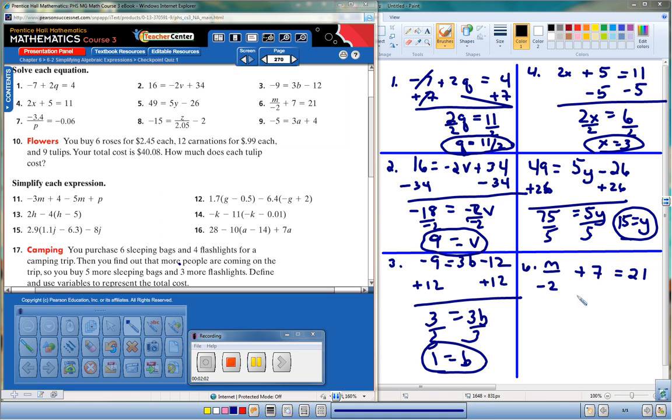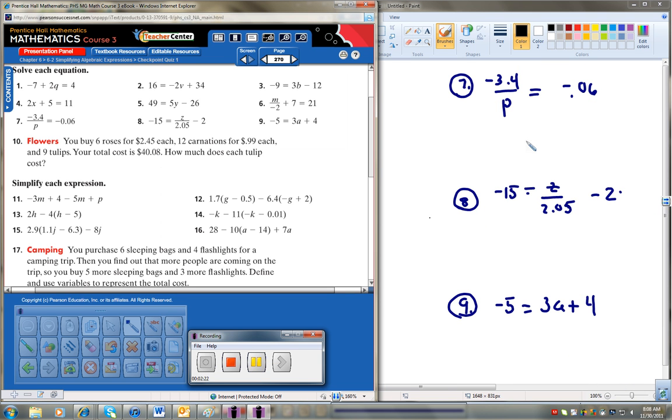Number 6, start by subtracting 7 from both sides. M over negative 2 equals 21 minus 7, which is 14. Undoing the division by multiplying, we multiply both sides by negative 2. M is equal to negative 28.